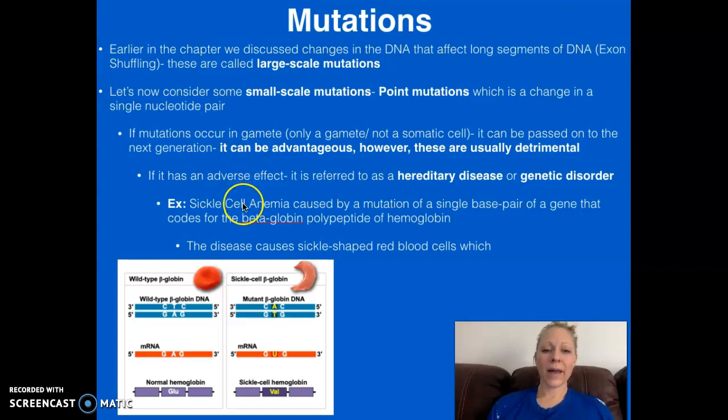An example of a point mutation that is passed on is sickle cell anemia. So this is a point mutation in the beta globin. So you can see here where there should have been a GLU, there is now a VAL or a valine. And so when your red blood cells are made correctly, they have this round shape. And when they're made incorrectly, or if you have sickle cell anemia, they have this sickle cell shape, which makes the cells less capable of moving through your blood vessels.